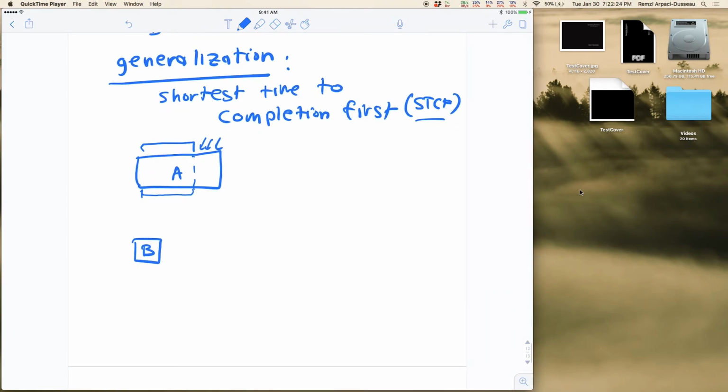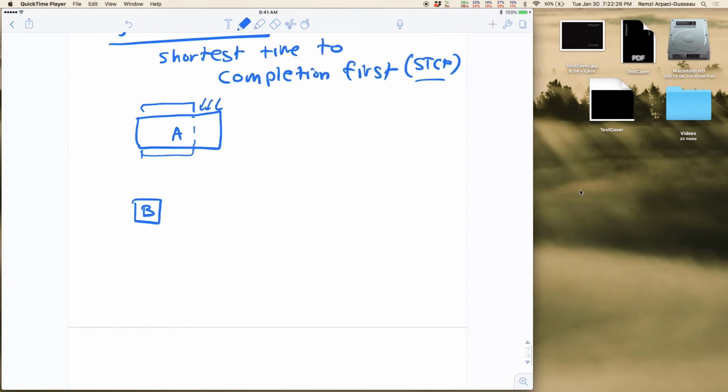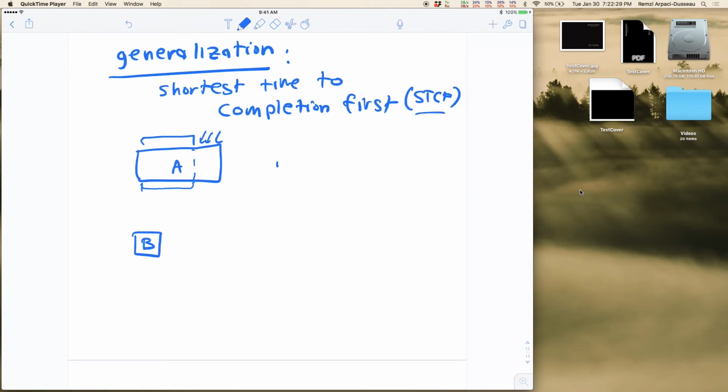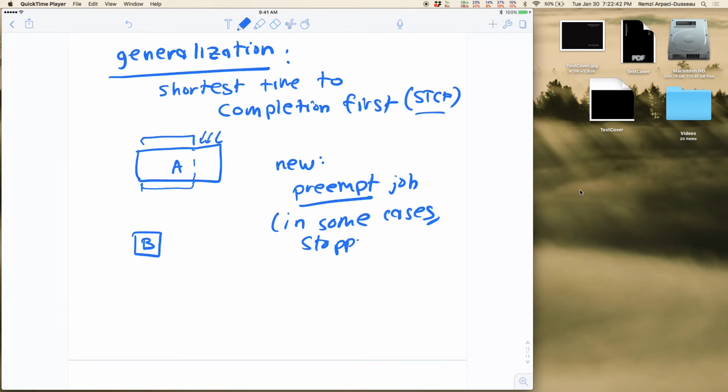So that's shortest time to completion first. But we have this new thing that we're doing. We're preempting a job. In some cases, to preempt means we're stopping the existing one and starting a different one.